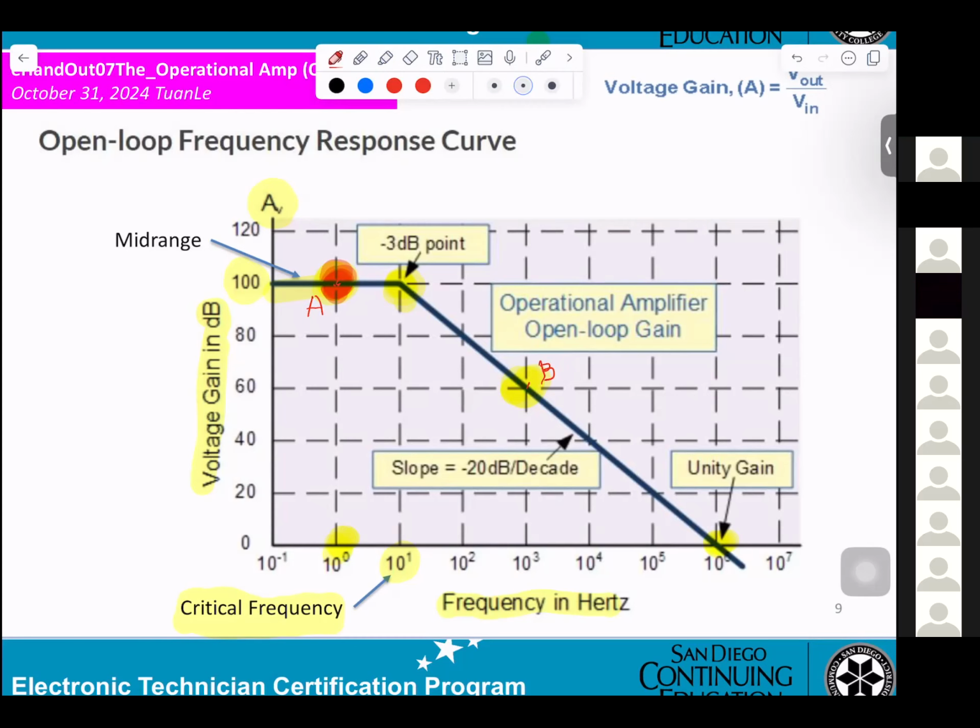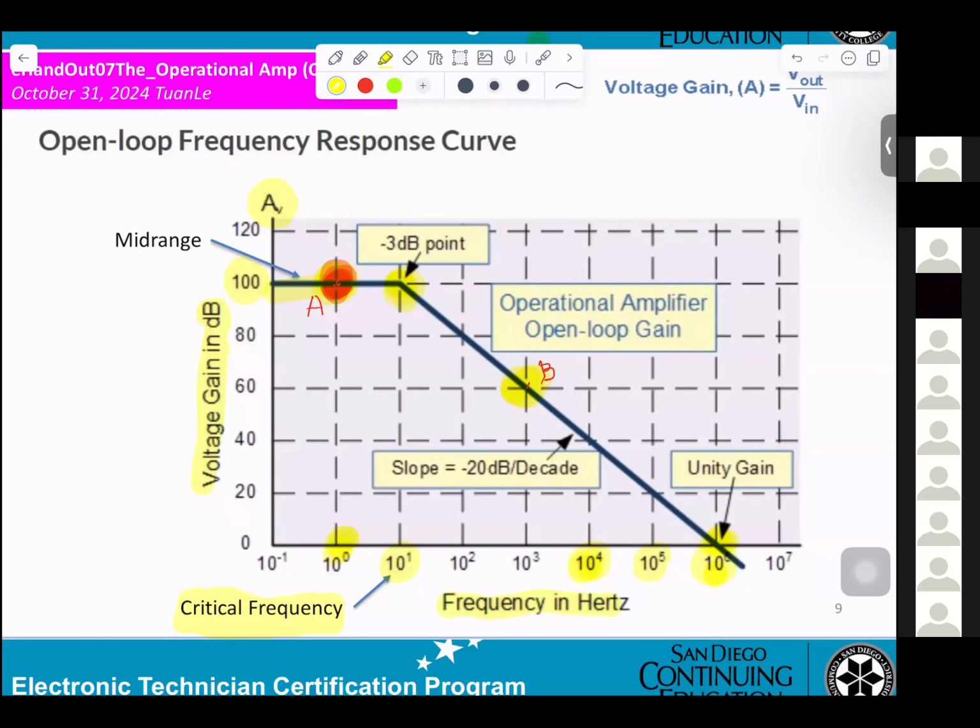Okay. Now, if you keep increasing the frequency, that will be 10 times. That's 10,000, right? 100,000. And 1 mega. At this point here, you can see you get a very high frequency, but the gain keeps going down. So you have zero or unity gain.